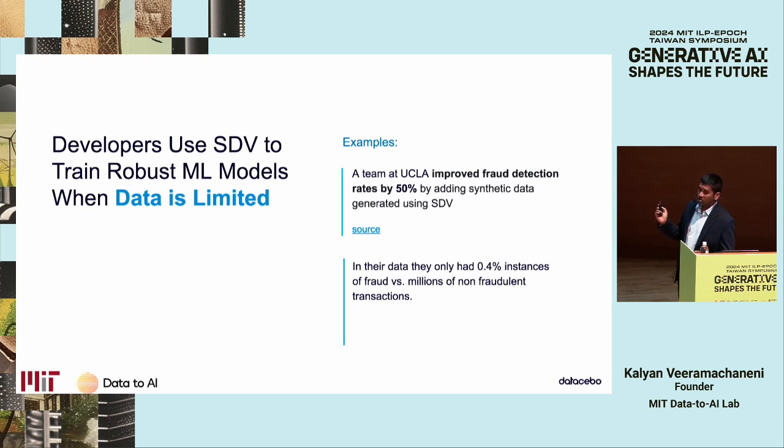In most machine learning problems where you're trying to predict something of value, you will find the one thing that you're predicting that's of value, you have very low occurrences of that. In fraud detection, you have 0.4% fraud transactions, where you have millions of non-fraudulent transactions. The problem with machine learning models is they quickly hone in on the non-fraudulent transactions and they miss out on fraud. So a UCLA team created synthetic fraudulent data and added it to the real data to train better machine learning models and improve the accuracy by 50%.